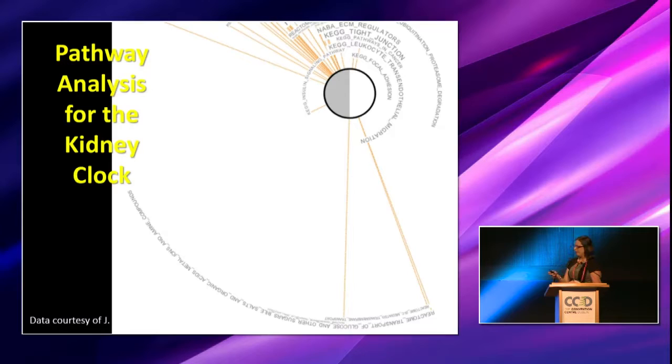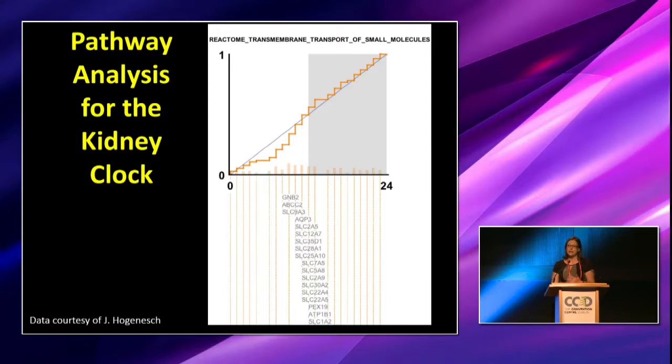And as I alluded to, the kidney is very important in maintaining pH and electrolyte balance, and it does that through the function of numerous specialized transporters all along the length of the nephron. And so if we look here, these genes that are listed, their expression, which is on the y-axis, correlates with time on the x-axis. And I just want to draw your attention here to the gene SLC9A3.